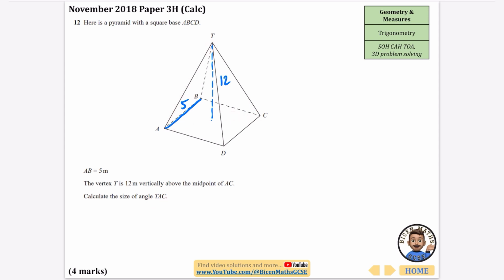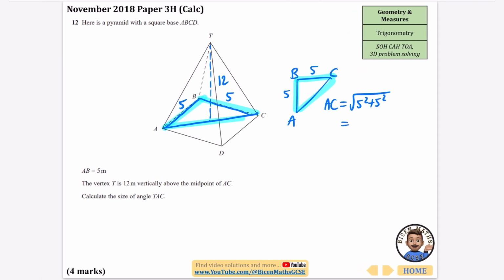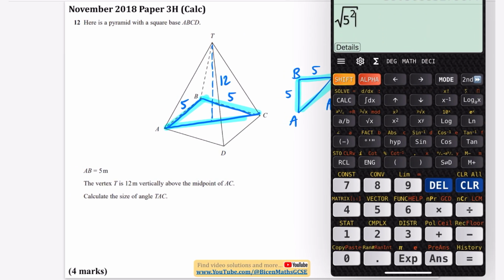So in order to work out the size of angle TAC, I think I'm going to need to work out what this length is along the bottom. And the way I'm going to do that is actually using some Pythagoras. If I draw out this triangle, which is A, B and C, it's going to look like this. So there's my A, my B and my C. This is the blue triangle I have here. The sides are 5 and 5. So if I want to find out how long AC is equal to, I'm going to do the square root of 5 squared plus 5 squared. So that's the square root of 5 squared plus 5 squared. It's going to be the square root of 50.